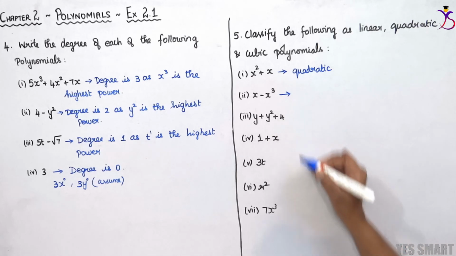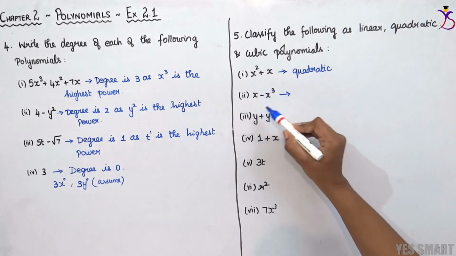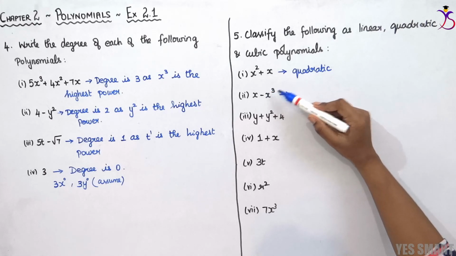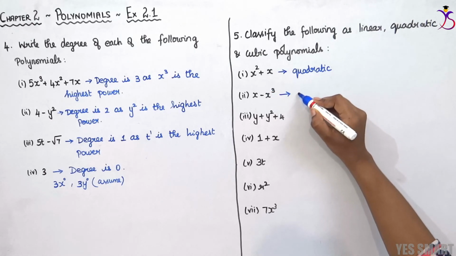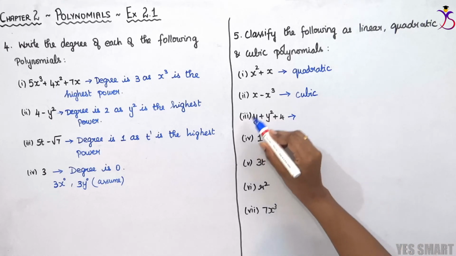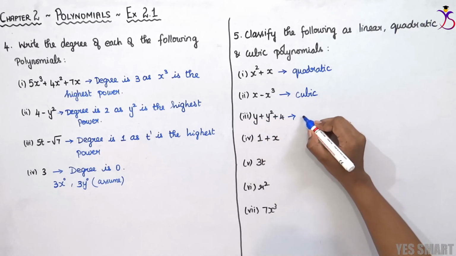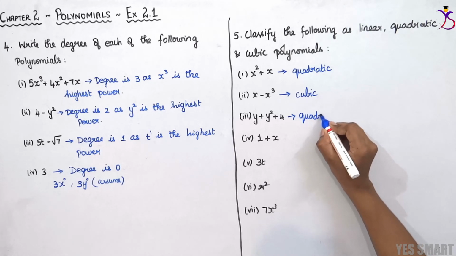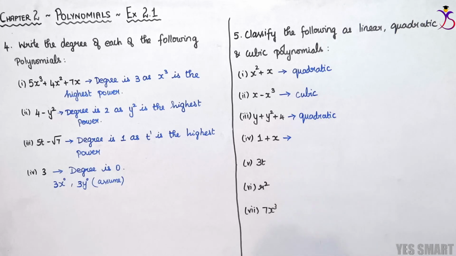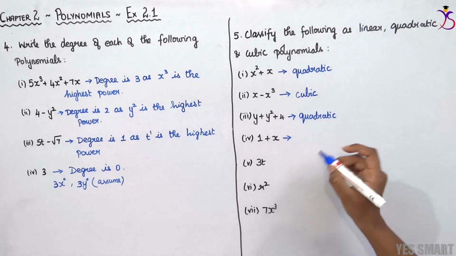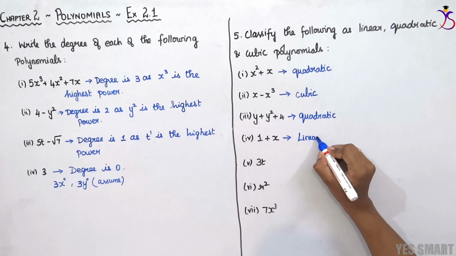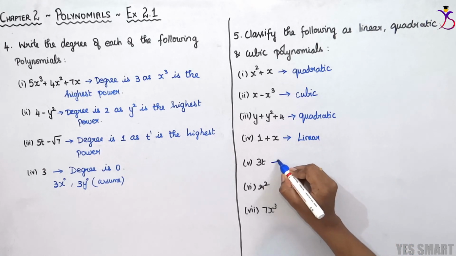In the second subdivision, the degree of the given expression is 3 because the highest power in the given expression is 3. It is a cubic polynomial. Now moving on to the third one, the degree is again 2 because the highest power in the given expression is 2. Since the degree is 2, it is a quadratic polynomial. In the fourth subdivision, the degree is 1 because x power 1 is present. As the degree is 1, it is a linear polynomial.